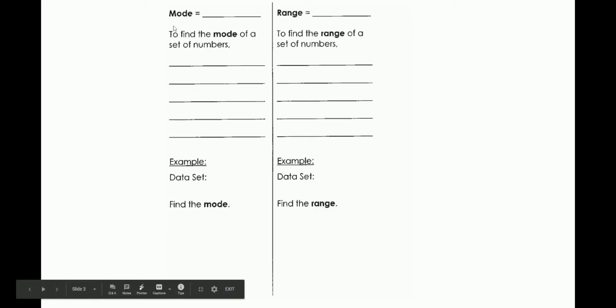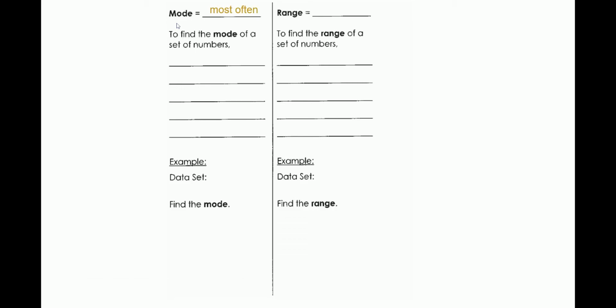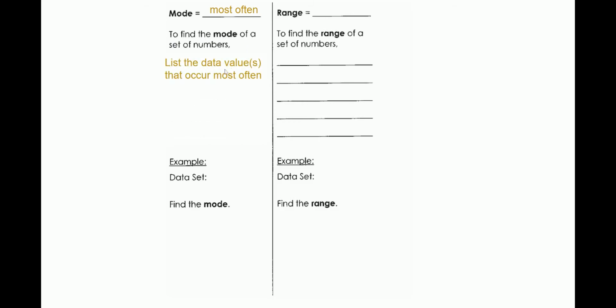Our next concept is mode, and mode is the number that happens the most often. This is the easiest of all of them. So to find the mode of a set of numbers, you list the data values that occur the most often. So let's say our data set is 2, 3, 3, 2, 4, 3, 4, 2, and 5, and 6. And let's say the question was, how many pets do you have at home? And this is how people answered.